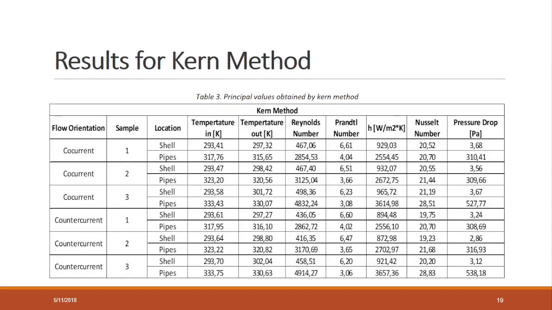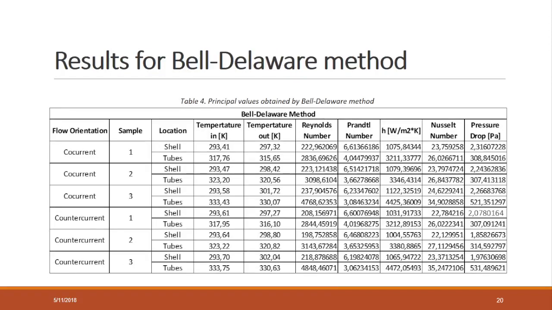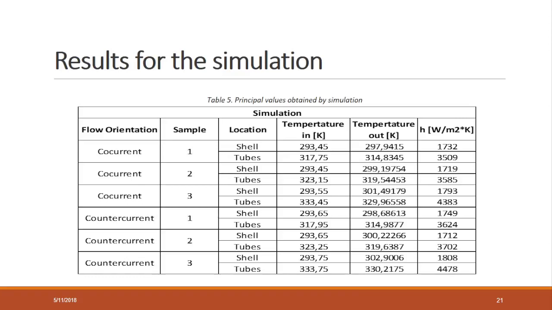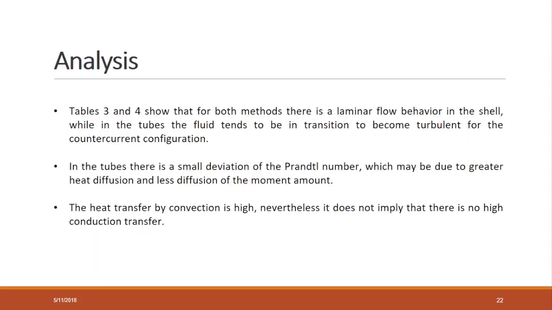In tables 3, 4, and 5, the principal values obtained by each method are shown. These values include the Reynolds number, the Prandtl number, the convection coefficient, the Nusselt number, and the pressure drop. Tables 3 and 4 show that for both methods there is a laminar flow behavior in the shell, while in the tubes the fluid tends to be in transition to become turbulent for the countercurrent configuration. In the tubes there is a small deviation of the Prandtl number, which may be due to greater heat diffusion and less diffusion of the momentum amount.